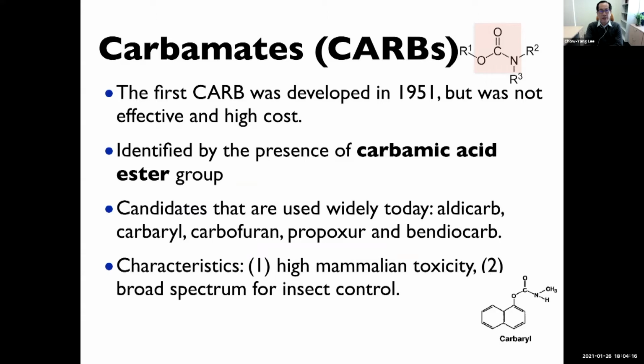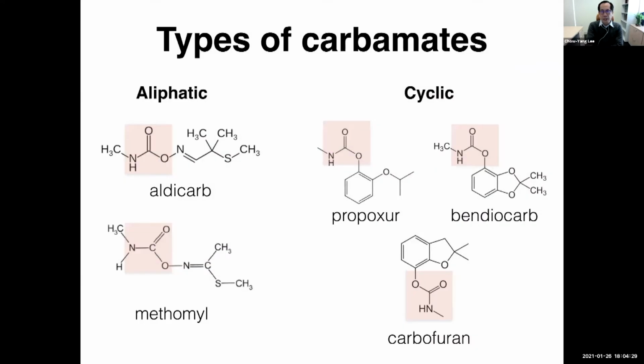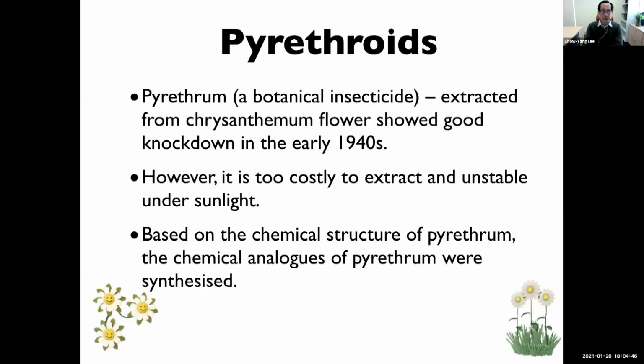Carbamate is identified by the presence of carbamic acid ester, and they have high mammalian toxicity and usually broad spectrum for insect control. If you look at the types of carbamate, it's very similar to OP. You have the aliphatic group and also the cyclic group. The cyclic group would have a ring within the structure, compared with the aliphatic group that does not have a ring. Next is pyrethroids.